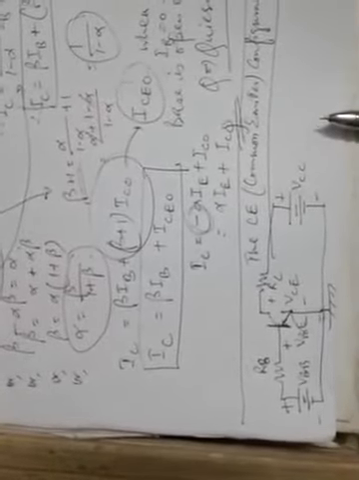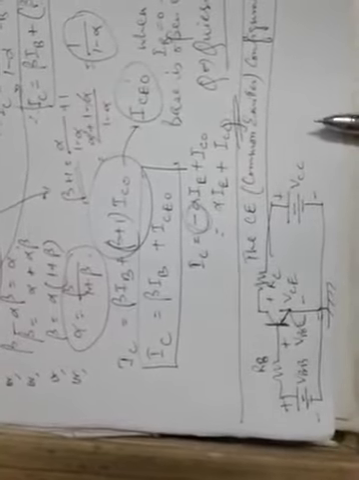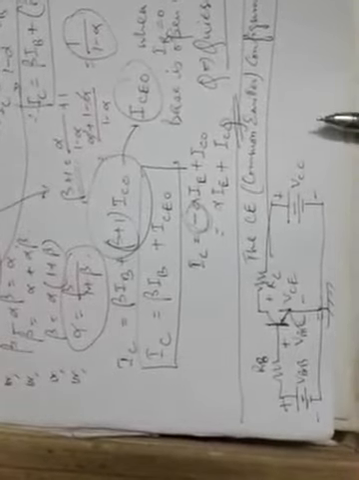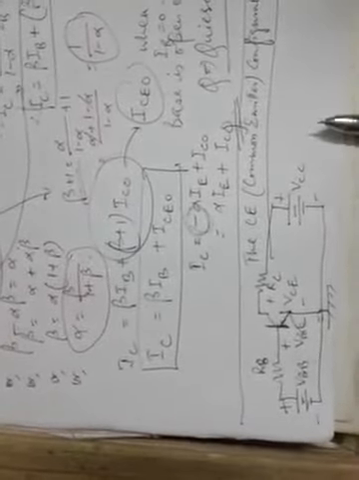So it means a small current in the base will control a large current in the collector. As a result, we will see that the BJT in this common emitter configuration will act as a current amplifier. It will amplify current in the collector loop. So, current amplifier.